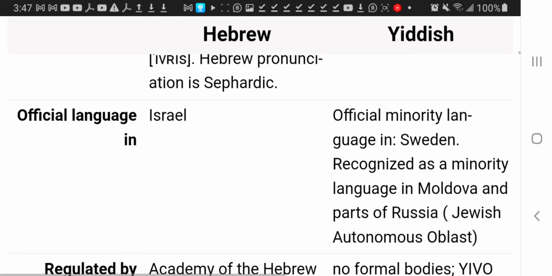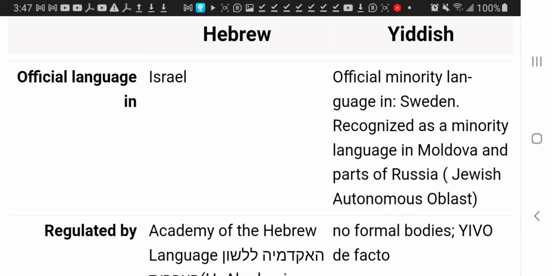These are basic slides, building points, so we can get a basic understanding and get over the ignorance and the foolishness. Official language. Where is Hebrew the official language? Modern Hebrew, that is, in the state of Israel. While Yiddish is the official minority language in Sweden, and recognized as a minority language in Moldova, right, and parts of Russia. See, for them, that's their North Country. For us, America here, this is our North Country.